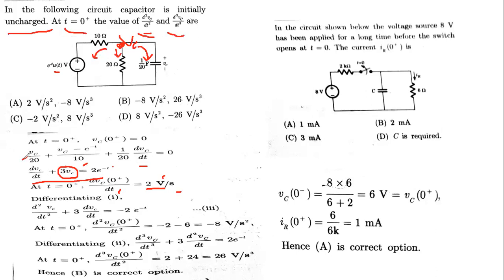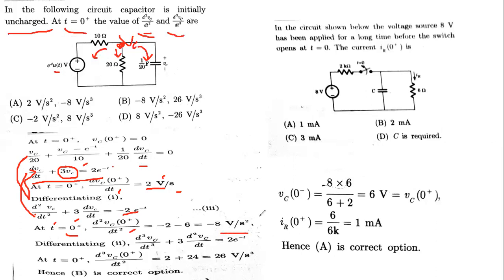If we differentiate this equation again, we get d square Vc/dt square plus 3 dVc/dt, and the differentiation of 2e to the power minus t is minus 2e to the power minus t. Now put t equal to 0, we have the value of dVc/dt. So d square Vc/dt square becomes equal to minus 8 volt per second square.